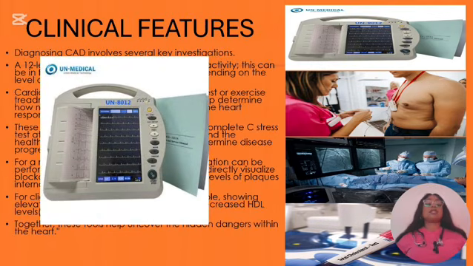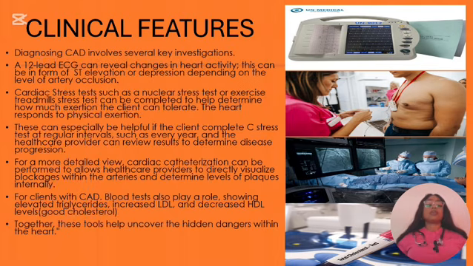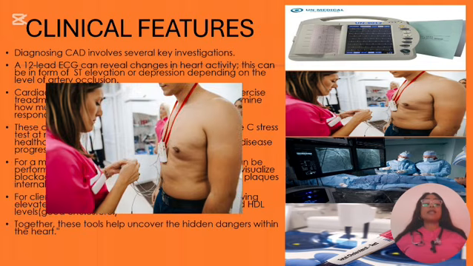What are the diagnostic investigations? Diagnosing coronary artery disease involves several key investigations. A 12-lead ECG can reveal changes in heart activity. This can be in form of ST elevation or depression, depending on the level of artery occlusion. Cardiac stress tests such as a nuclear stress test or exercise treadmill stress test can be completed to help determine how much exertion the client can control.